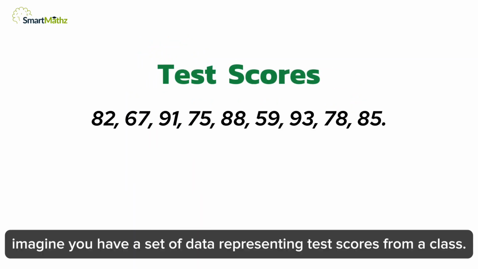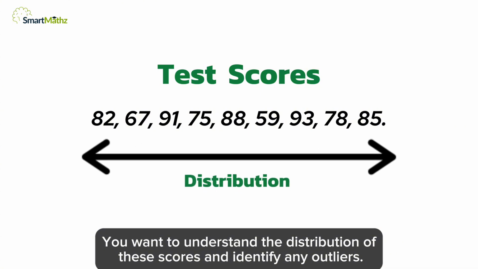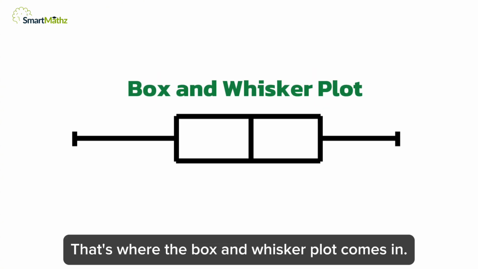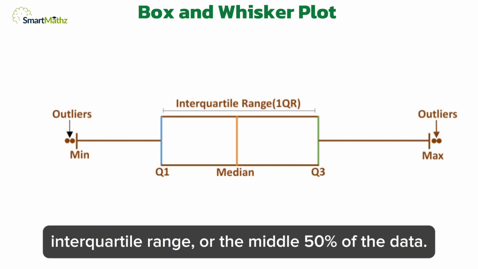Imagine you have a set of data representing test scores from a class. You want to understand the distribution of these scores and identify any outliers. That's where the box and whisker plot comes in. The box in the plot represents the interquartile range, or the middle 50% of the data.